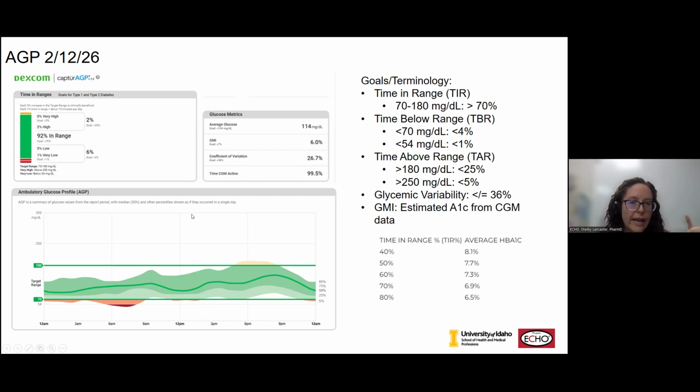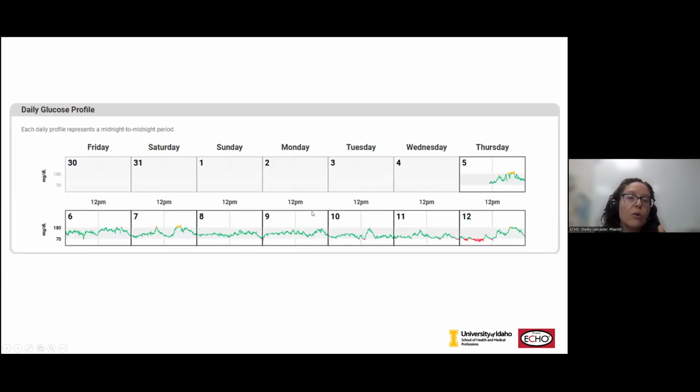So this next graph is basically an overlap of the data from every single day, as if it's happening in one day, so that you can really identify those patterns from a quick look. As we can see here, the patient was experiencing quite a few lows, which was represented by the low percentage that we saw here. And then we had some postprandial elevations here in the evening. Below that graph is the daily glucose profile. It shows from day to day what's happening so that you can really focus on those specific times, those specific days when things are occurring.